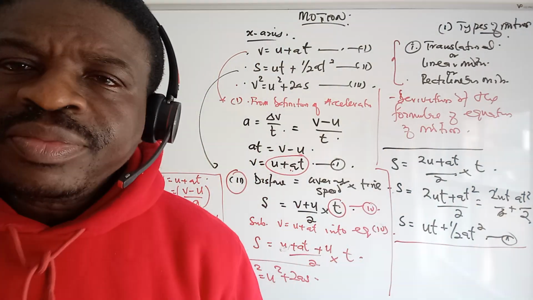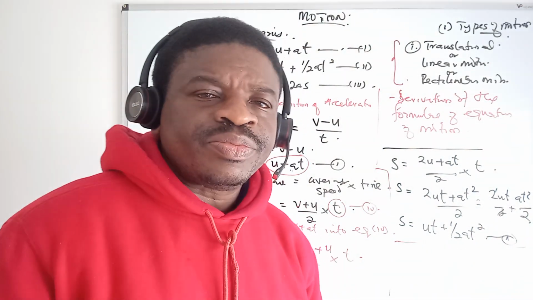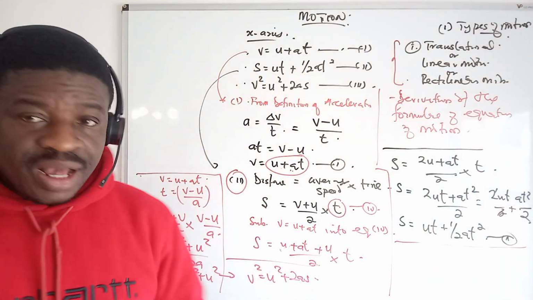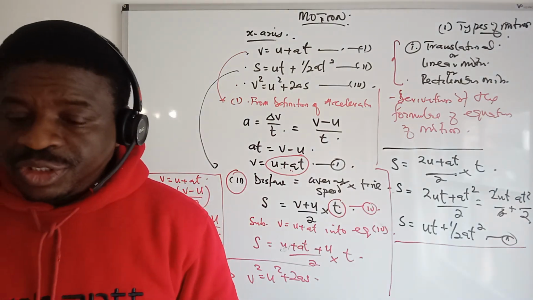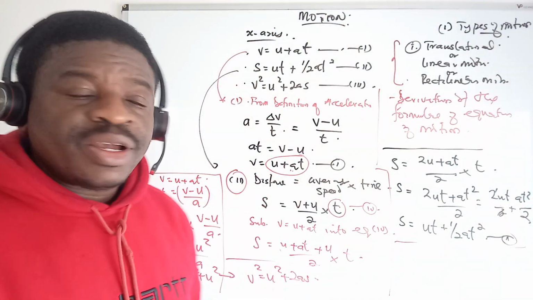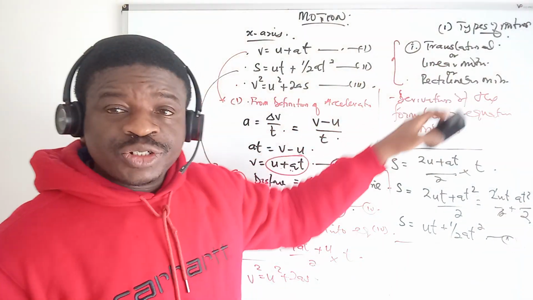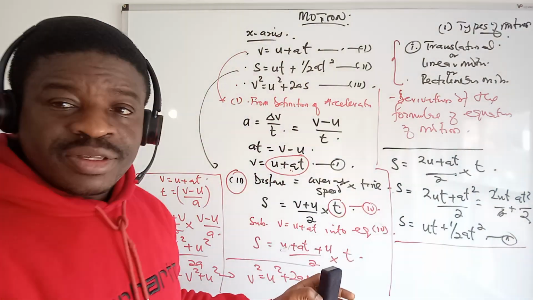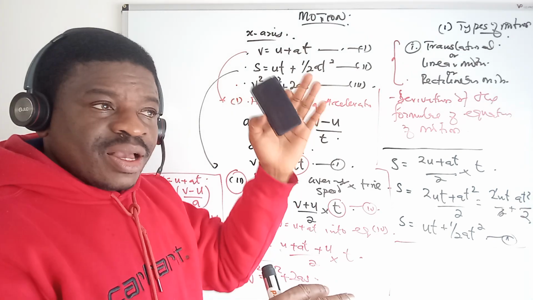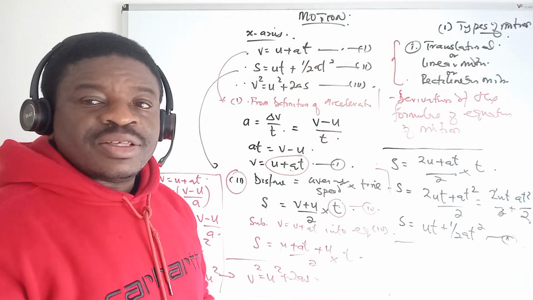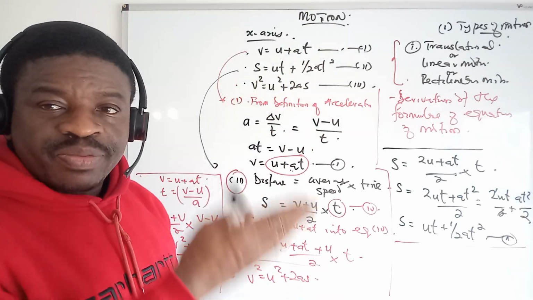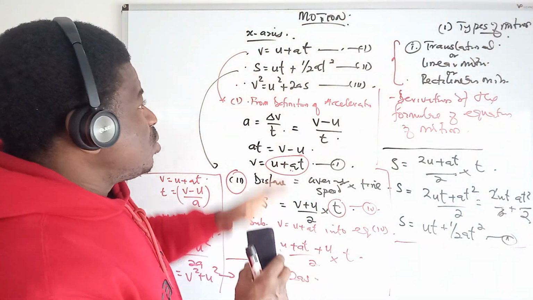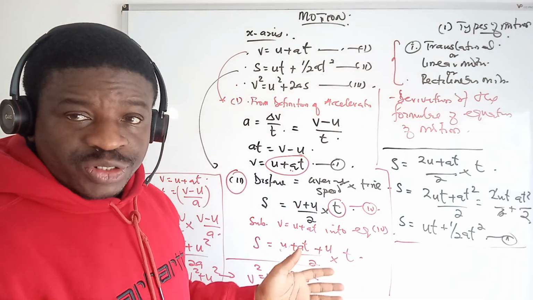Okay, I think we are now going to take the other aspects of motion. As I said earlier, the translational motion has the x-axis, the y-axis, and the z-axis, which is the projectile. Now we have taken that of the x-axis, which is the three equations of motion I was telling you.